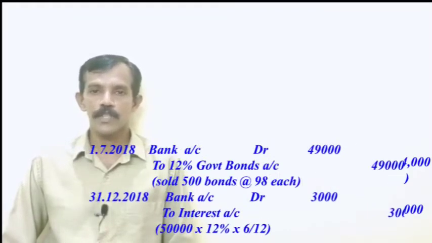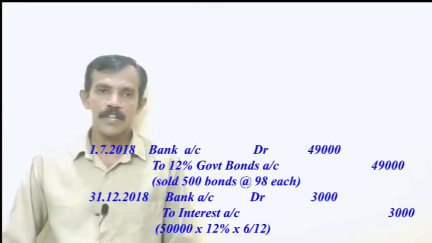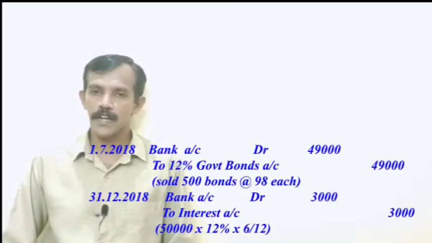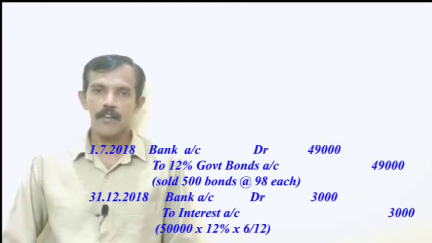Then on 1/7/2018, 500 bonds were sold at the rate of 98 each. Journal entry: bank account debtor 49,000 to 12% government bonds account 49,000. Then on 31st December 2018, we received interest for the balance in 12% government bonds account, nominal value 50,000. Journal entry: bank account debtor 3,000 to interest account 3,000. 50,000 into 12% into 6 divided by 12, that comes to 3,000. This is our interest on 31st December 2018.